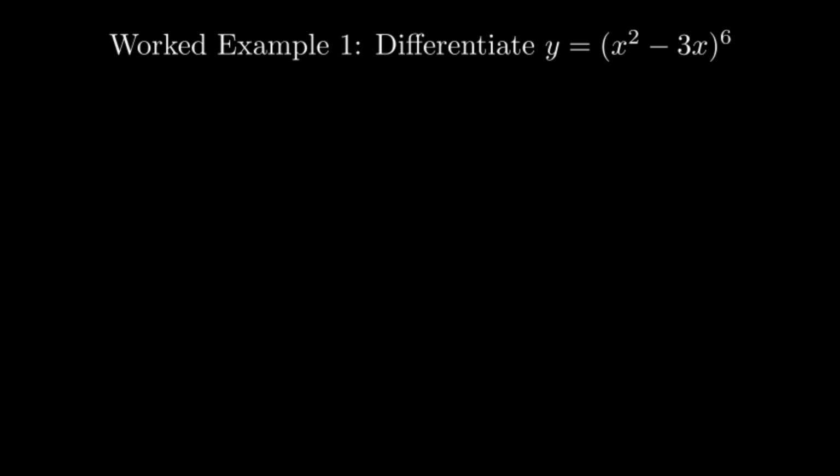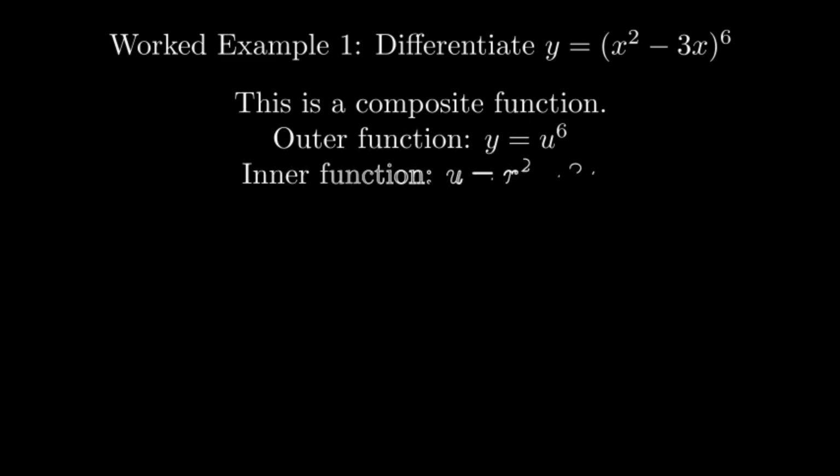The first step is to identify the outer and inner functions. We'll call the inner function u. The outer function is something raised to the 6th power, so y equals u to the 6th. The inner function, the something being raised to the power, is u equals x squared minus 3x. Now we apply the chain rule formula. dy/dx equals dy/du times du/dx. We need to find those two derivatives.